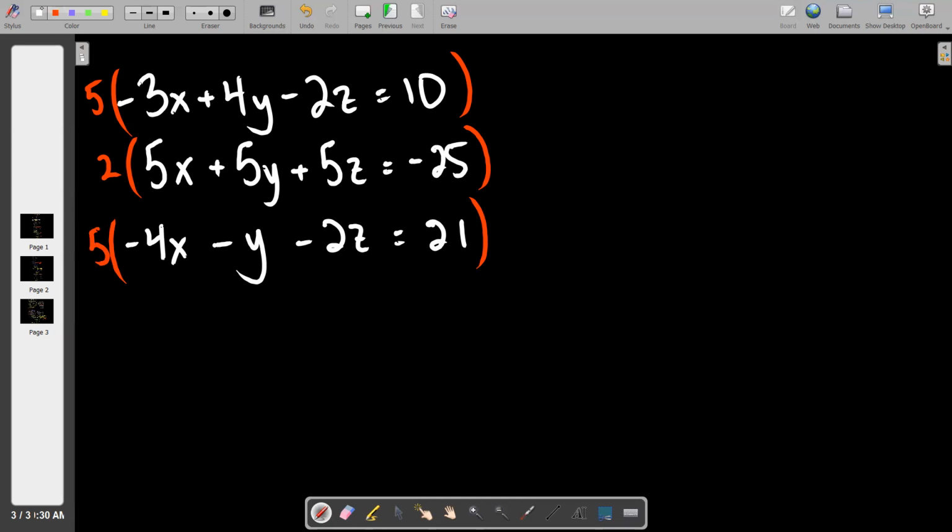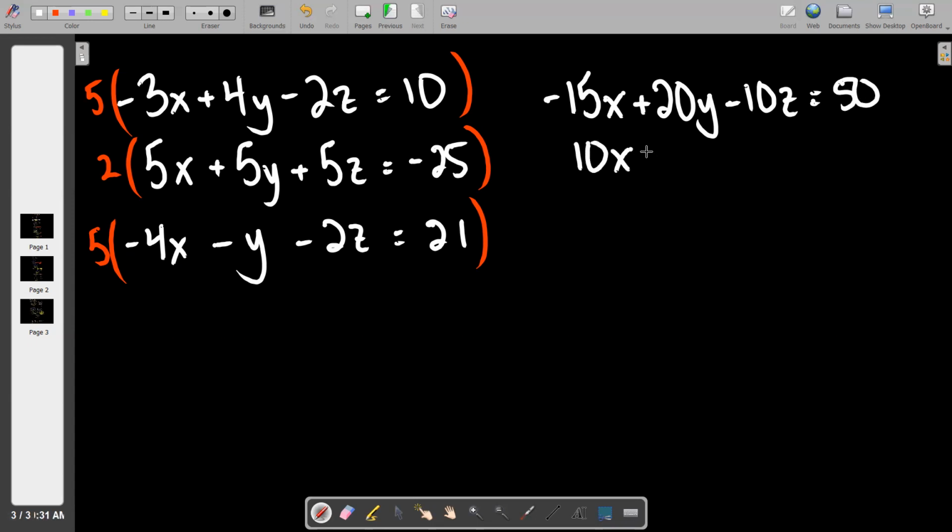If you can just make it through here without doing anything goober-headed, which is a lot to ask, I know, but we could do this. What's the new top row? Help me out. Negative 15x plus 20y minus 10z equals 50. Good. Okay, second row. Third row.